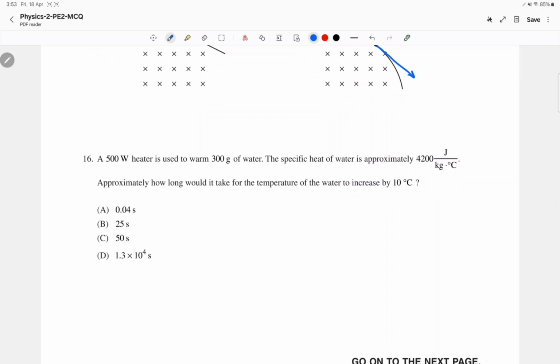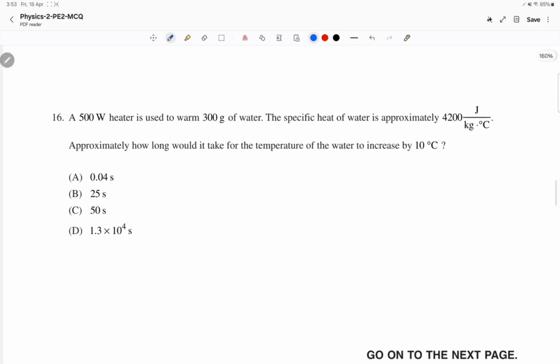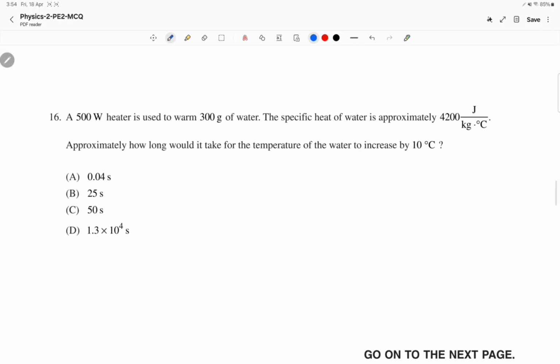Okay. Question 16. So, can we find the Q or the heat? So do you know what power means? Power means energy or heat over time. So energy or heat is equal to power times time.